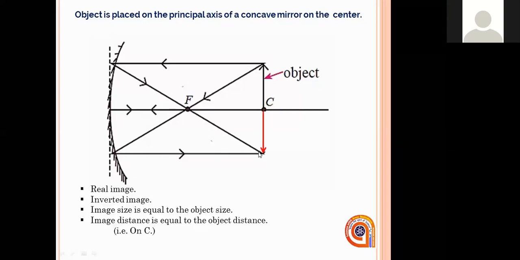Accordingly, these are the characteristics. You see there, real image, inverted image, image size is equal to the object size, image distance is equal to the object distance. So now let me take D.